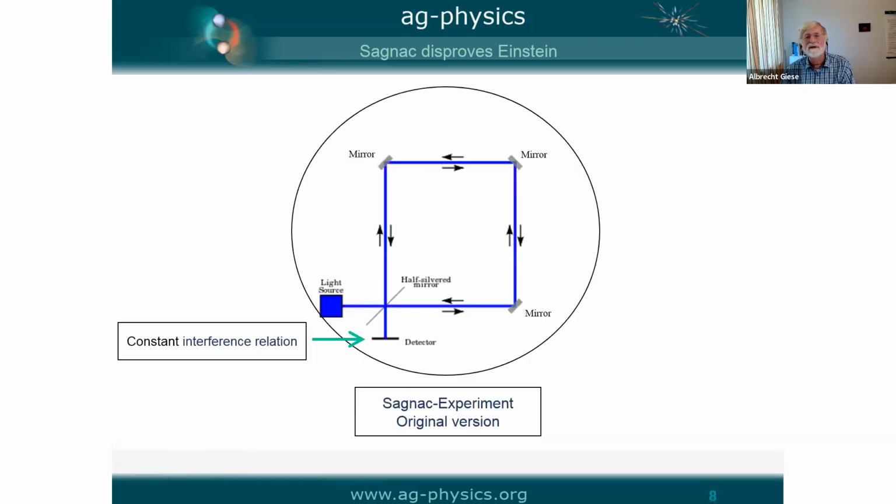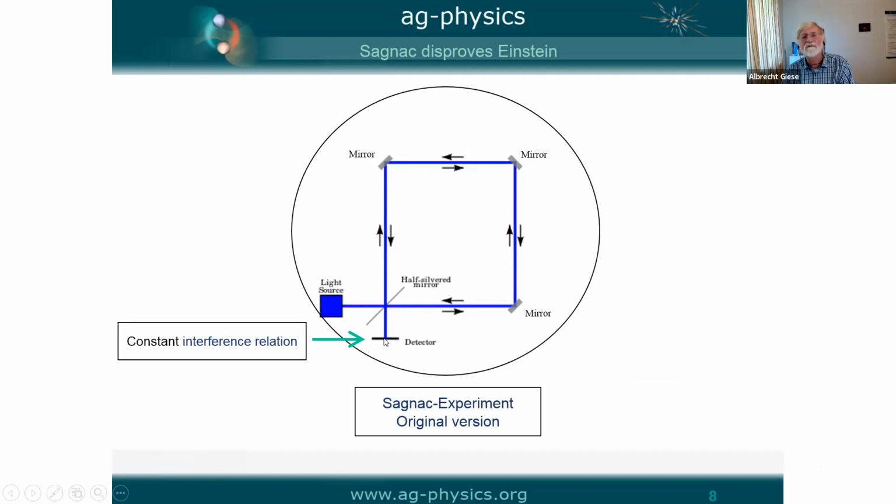This is the Sagnac setup in a simple way. We have a light source here, and the light goes through a beam splitter. One part goes straight to a mirror, then to a mirror again, and to a mirror again, and then straight to a detector. The other one is reflected here, goes this way, mirror, mirror, mirror, and back also, and comes to the detector.